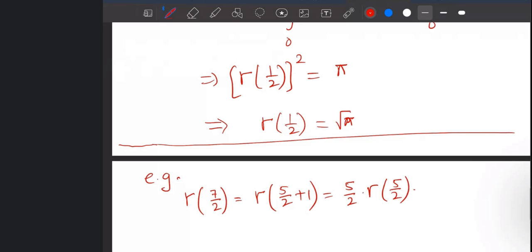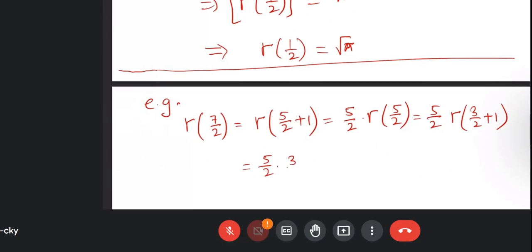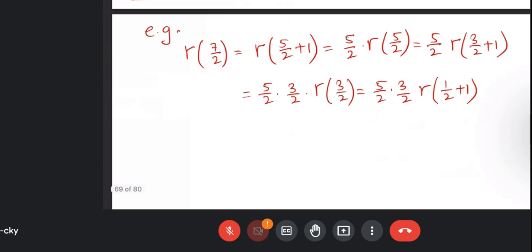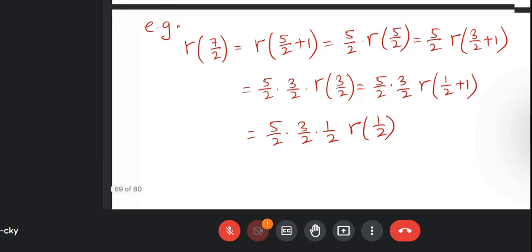Then again apply the recursion formula. It will become 3 by 2 plus 1, which becomes 5 by 2 into 3 by 2 gamma of 3 by 2. Again apply the recursion formula: 5 by 2 into 3 by 2 gamma of 1 by 2 plus 1. That will become 5 by 2 into 3 by 2 into 1 by 2 into gamma of 1 by 2. But gamma of 1 by 2 is root pi.